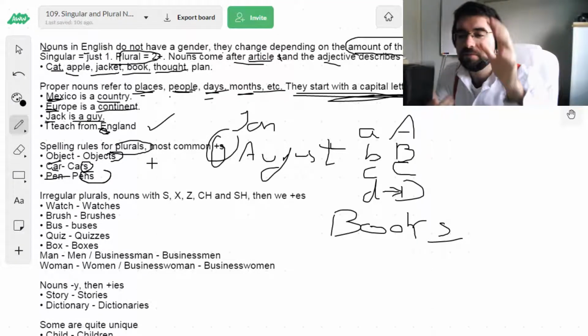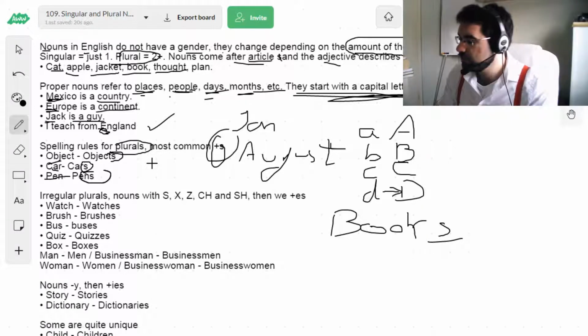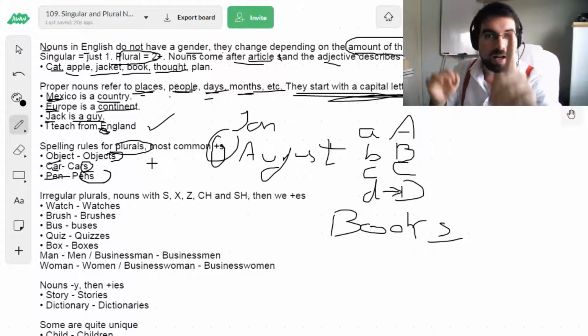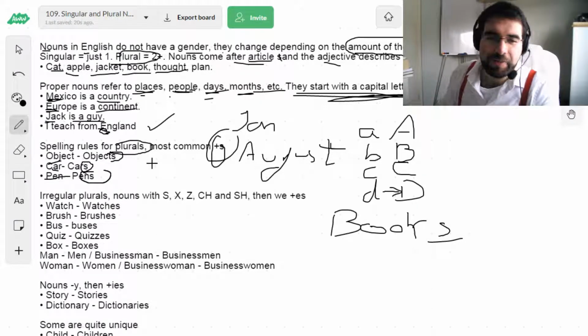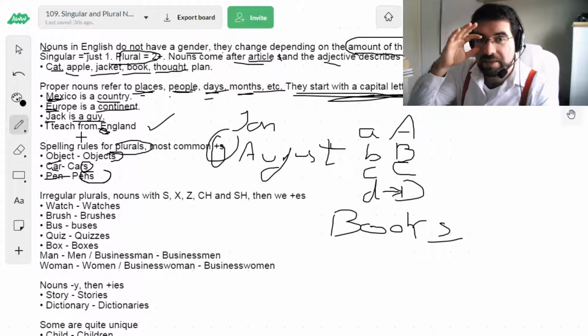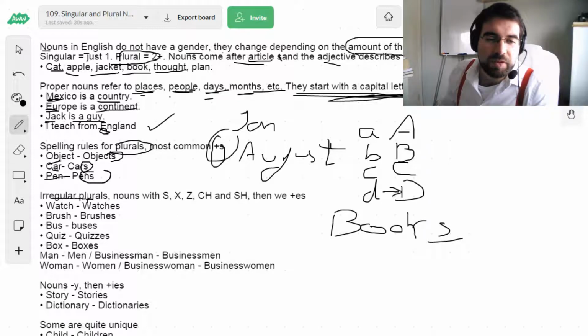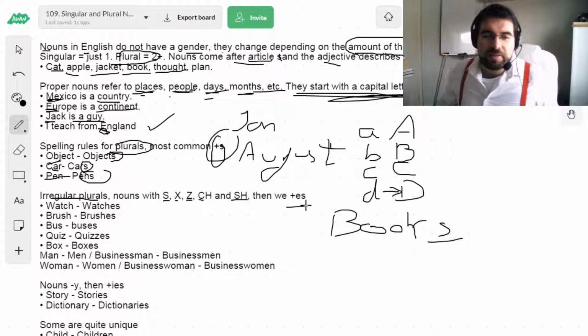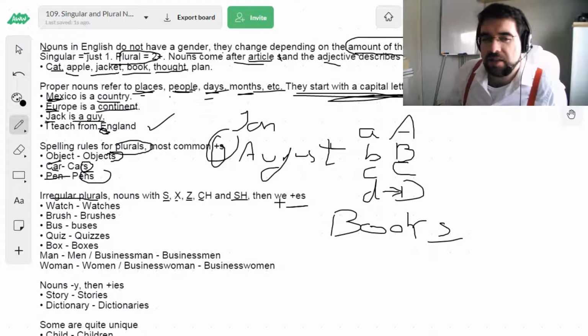Wallet, wallets. S. Glasses. That's interesting. It gets a bit weird now. Actually, it's the same. Glass, glasses. But look, irregular plurals, nouns ending with S, X, Z, CH, or SH, we add ES. So it's a little different.